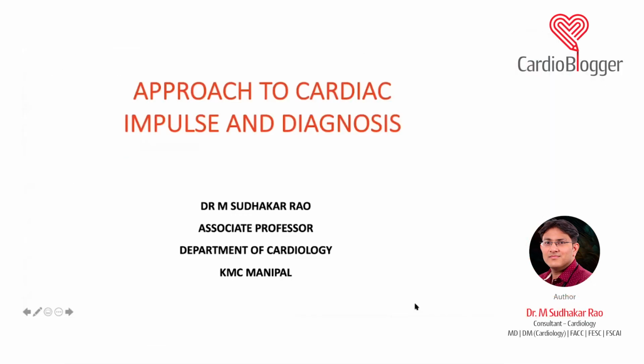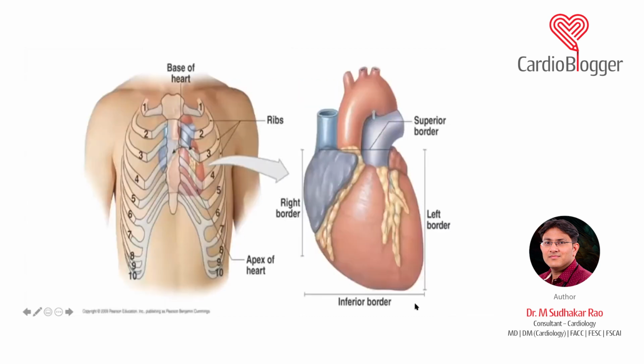So cardiac impulse includes the inspection, the palpation and the percussion of the major cardiac areas, and how to reach a diagnosis and how to interpret the cardiac impulse based on this. So we know the anatomy of the heart.